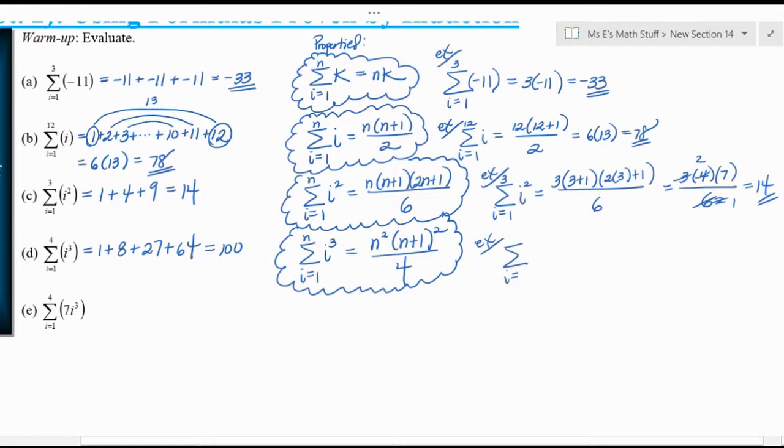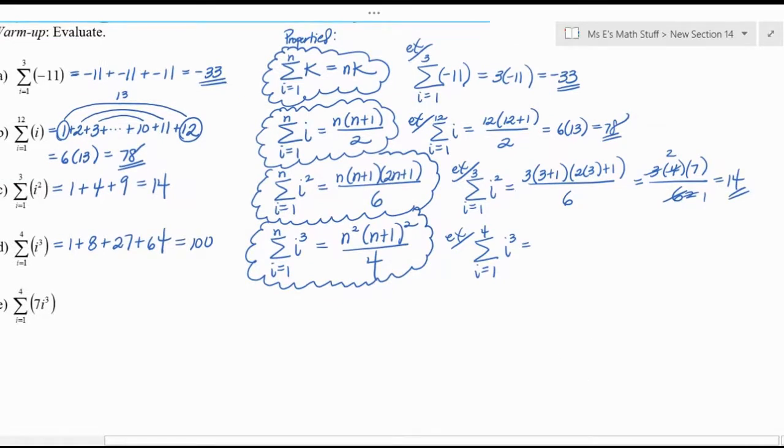So let's just rework part C, but using the formula. So we'd have the sum as i goes from 1 to 4 of i cubed. And if we use the formula, we'd just be popping 4's in for all the n's. So we'd have 4 squared times (4 plus 1) squared over 4. This 4 cancels one of these out. You'd be left with 4 times 5 squared, which is 25, which is 100. There we go. Okay.